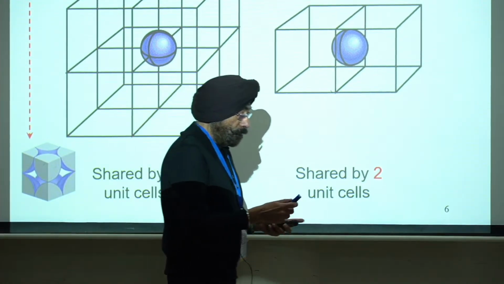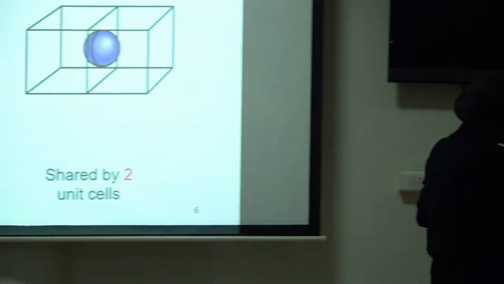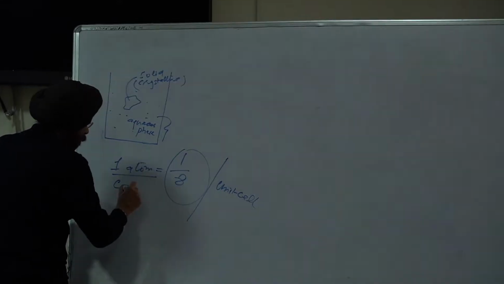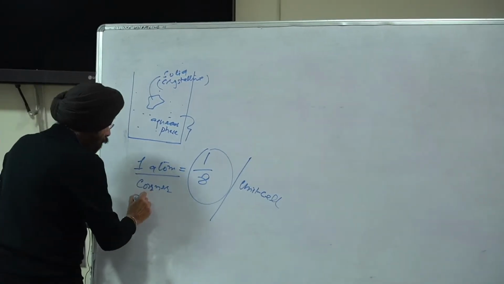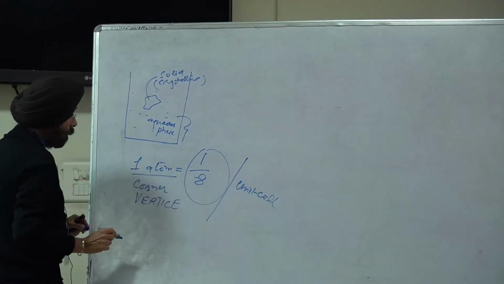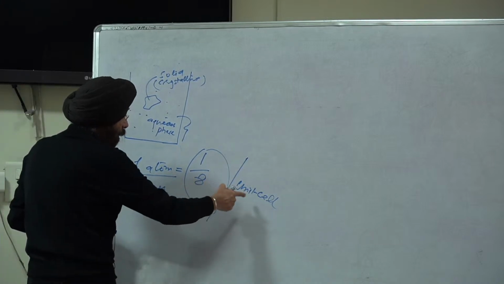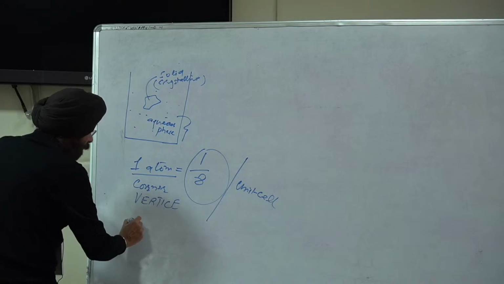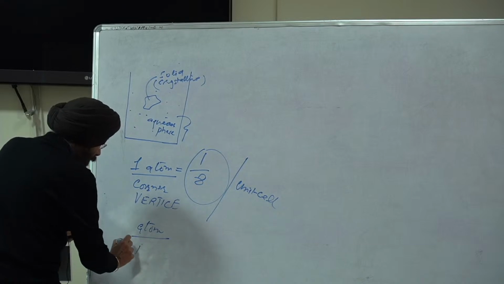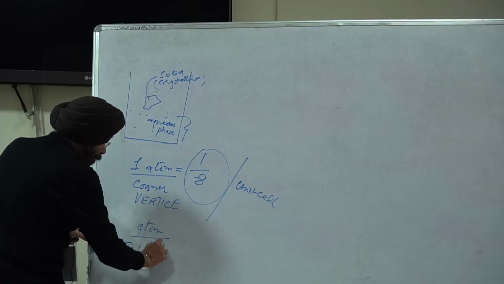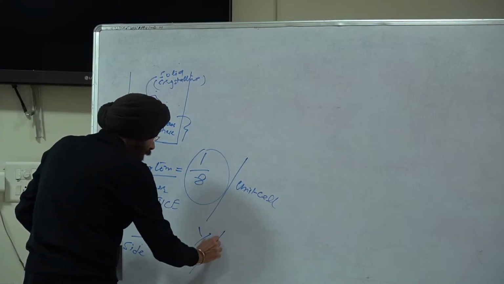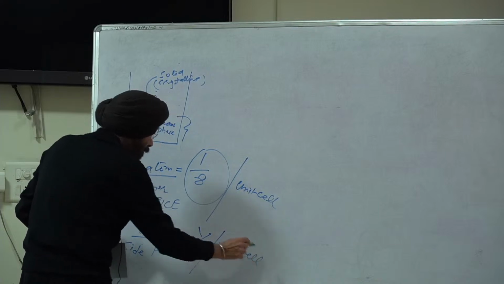So when the atom is placed at a corner, which is also known as a vertex, then 1/8 part of the atom is in the unit cell, and when the atom is on the side face, then half of the area is in the unit cell.